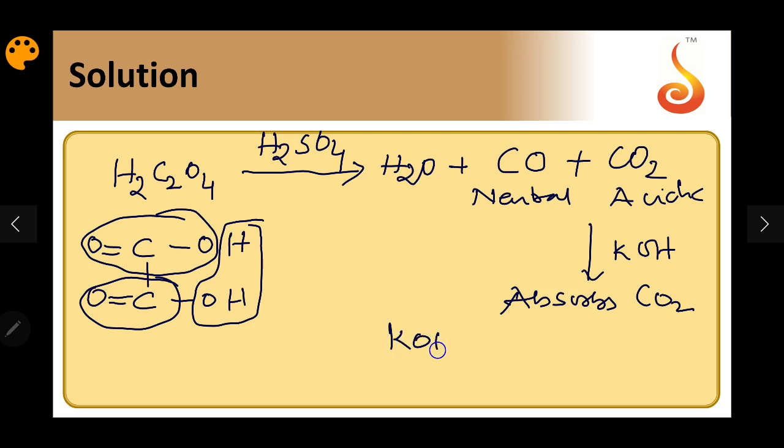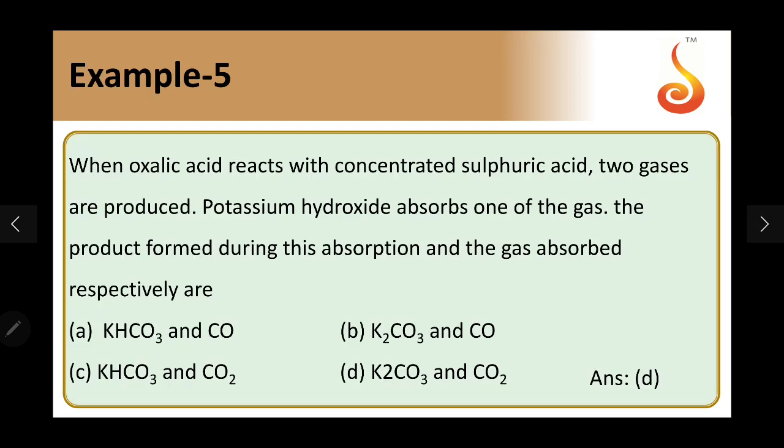So KOH plus CO2 can become K2CO3 plus H2O. So in this particular example, H2C2O4 oxalic acid reacts with concentrated sulfuric acid, gives CO and CO2, and CO2 is absorbed by KOH, and the product formed is potassium carbonate. So answer should be CO2 and K2CO3, option D.